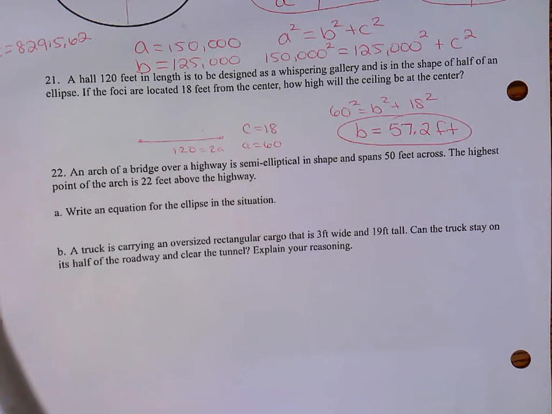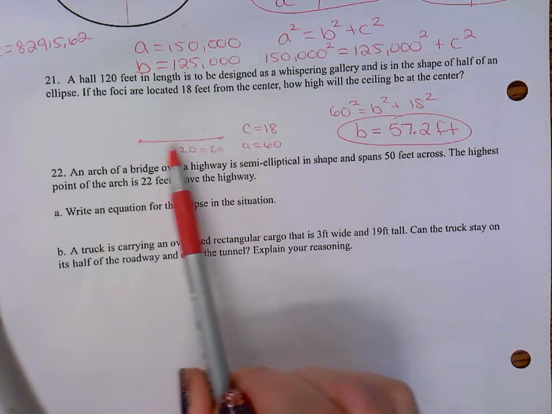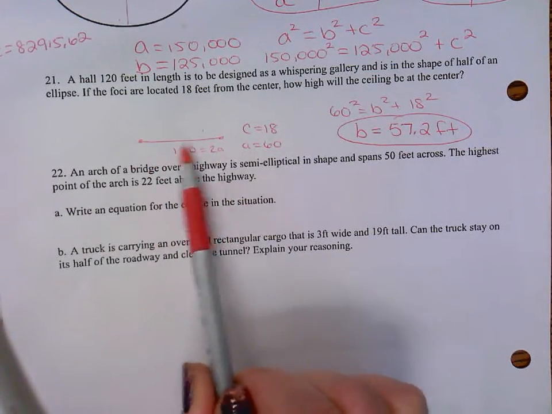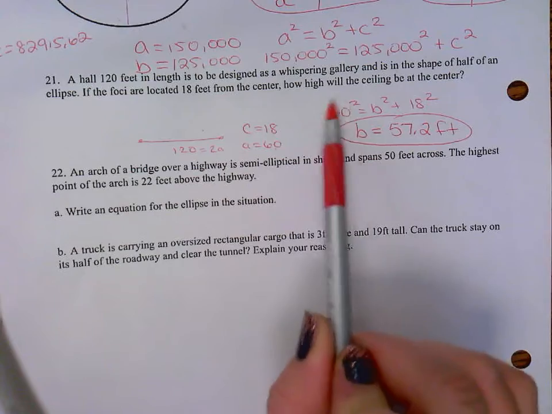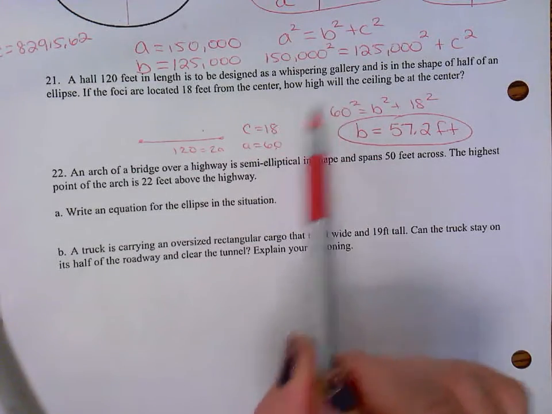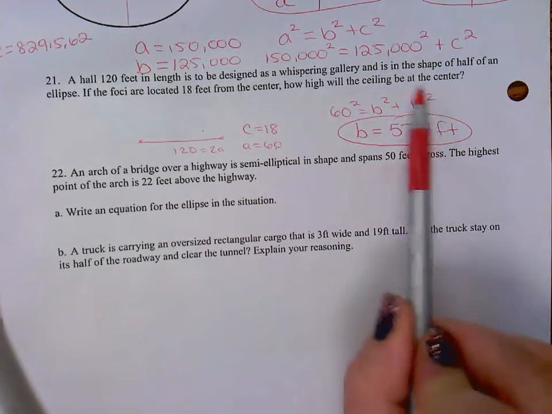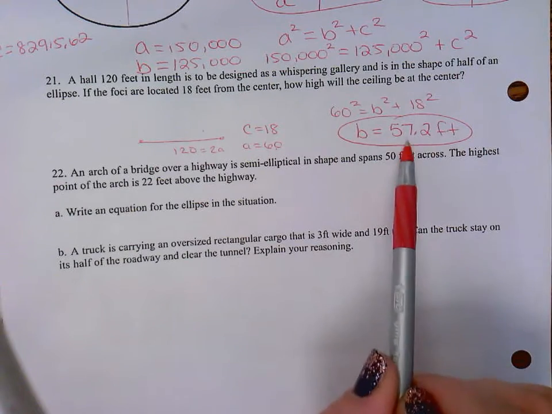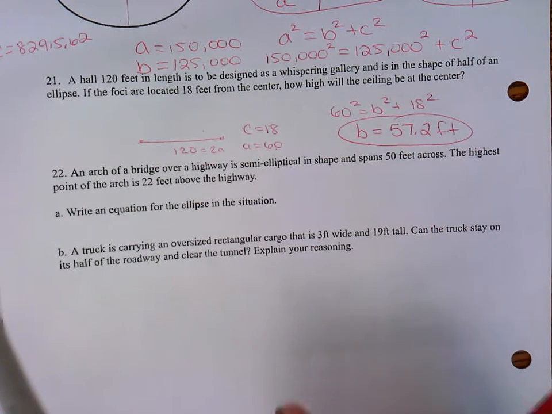Correct? So I said that A by itself, if the whole length is 120, A is 60, so I put 60 squared in as A squared. 18 is C, so 18 squared. I subtracted it and took the square root. So the height would have to be 57.2. Does that sound like what you got?